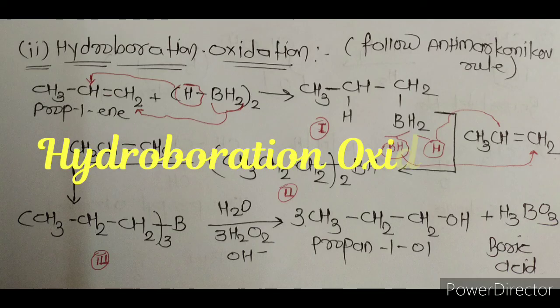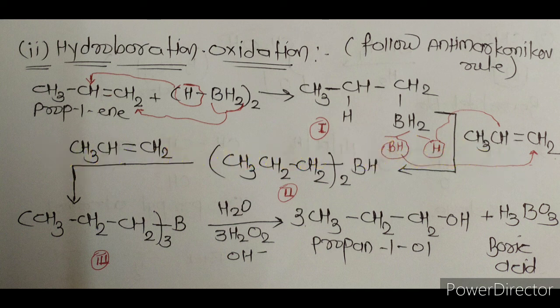Now the second subtype is hydroboration oxidation. First of all, this reaction follows the anti-Markovnikov rule, and it takes place in presence of diborane, that is B2H6. Here B2H6 is converted into two molecules of BH3.